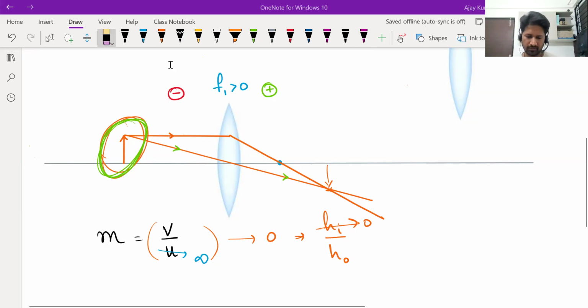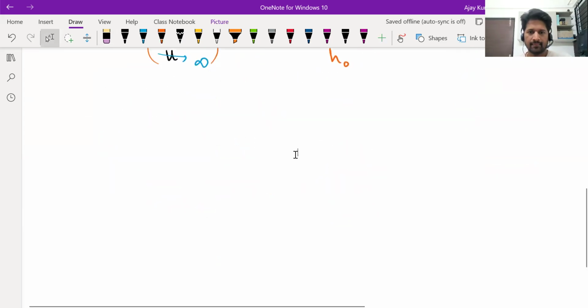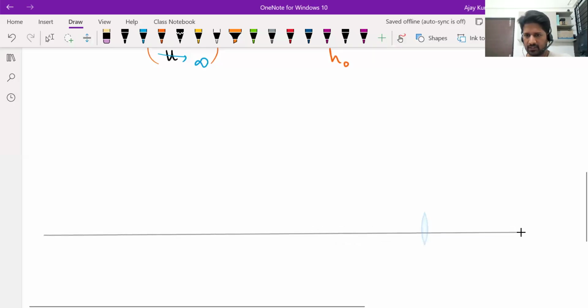And let me help you visualize how the ray tracing is done in that case. We'll consider a diagram which is almost drawn to scale. So suppose this is the lens. It has a positive focal length and the object is very far away from the lens.